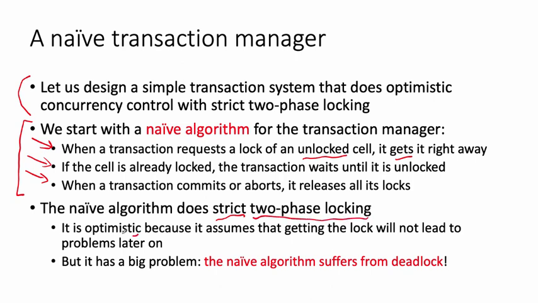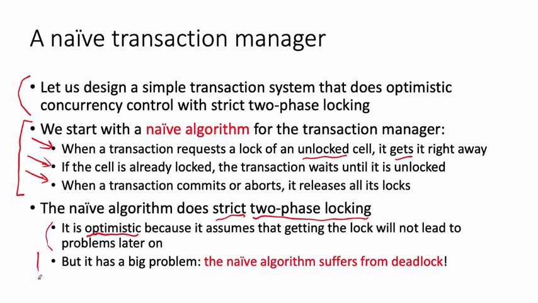The algorithm is also optimistic because it always gives the lock to a transaction that asks. It doesn't ask, are you a train going on a track? No. It doesn't worry about that. It always gives the lock when it's unlocked. So it assumes that giving the lock will not lead to problems. So this is an algorithm that uses the techniques we saw up to now.